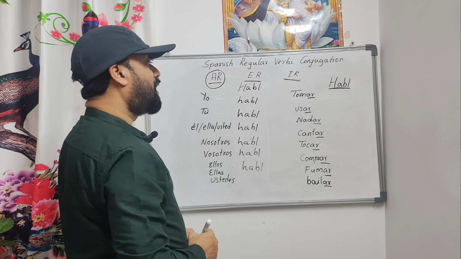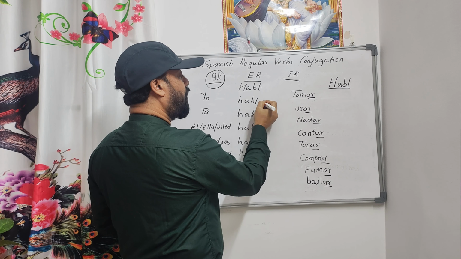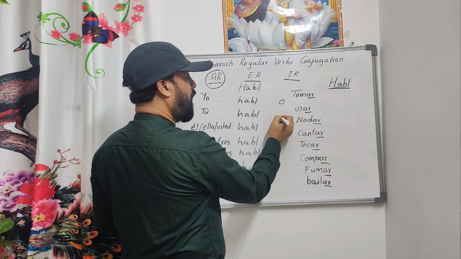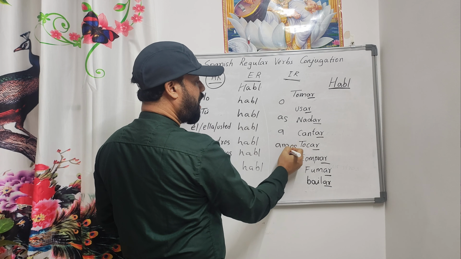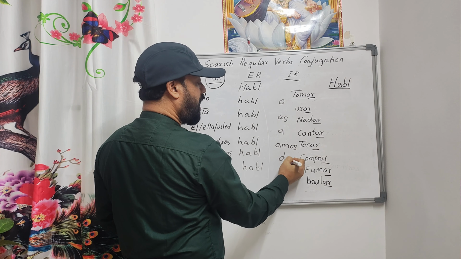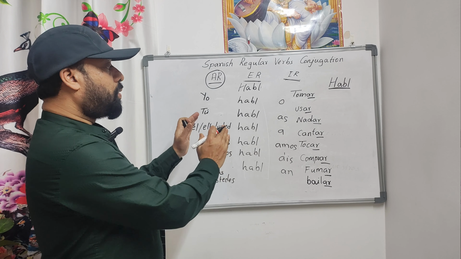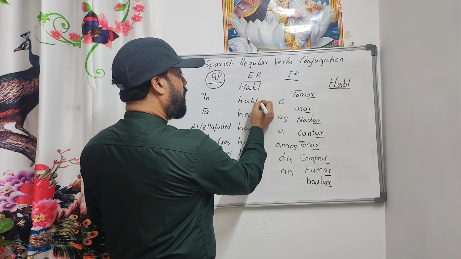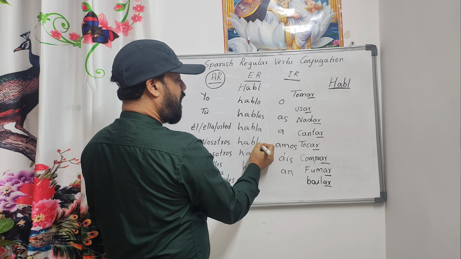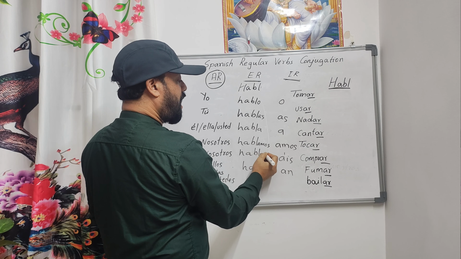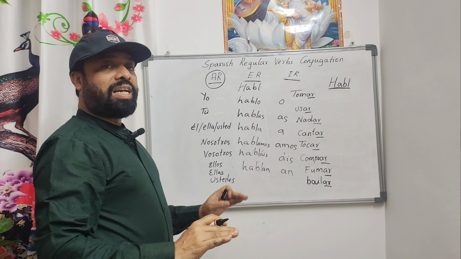What we have learned in the beginning is that as per the ending, we have to add O, as, a, amos, áis, and an. Right? This is the thing we have to remember. Now this one I'm going to add here. So o, as, a, amos, áis, and an. Done, the conjugation.